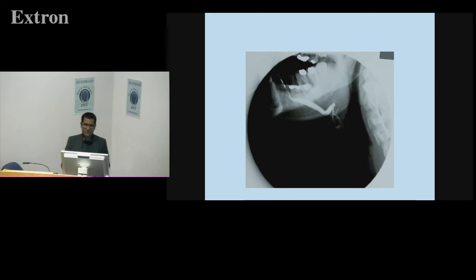So this is one probably for basket removal. You can see again the submandibular gland, the left one this time, and there's contrast going through, but there's a little stone here. So this is ideal for basket removal.